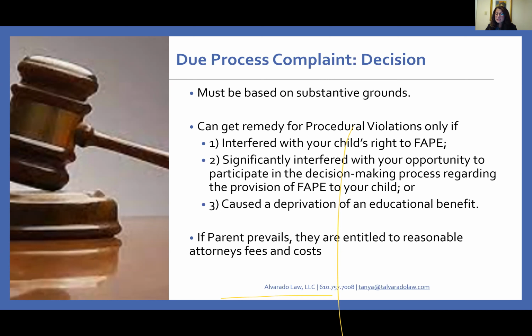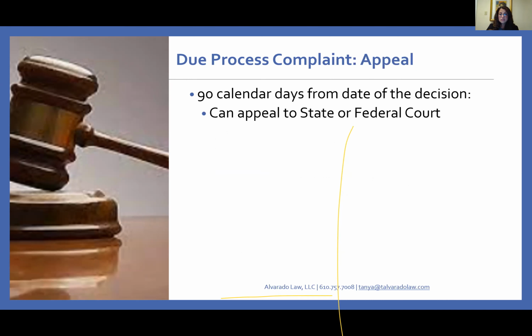If the parent wins at due process, the parent is entitled to reasonable attorney's fees and costs. So if they had a lawyer, they can ask the school district to pay their lawyer for that due process. Both parties have 90 calendar days from the date of the decision to file an appeal, and that appeal can be made in state Commonwealth court or in federal court.